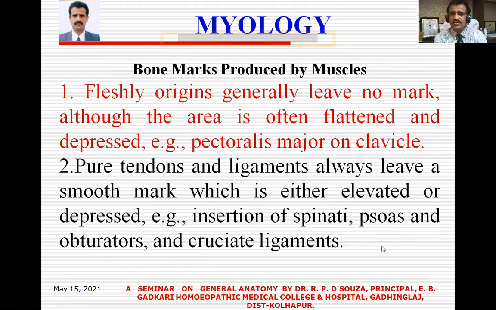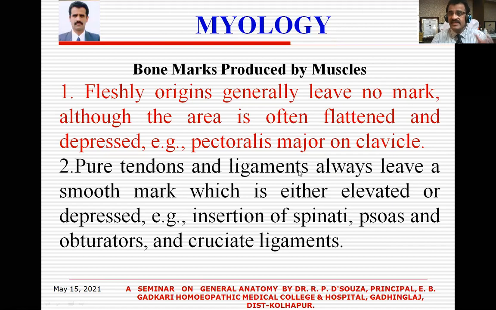Bone marks produced by the muscle are another part of the study of general myology. Wherever the bones get attached, muscles will produce marks on those bones, and those are usually elevations, and sometimes depressions also. Fleshy origins generally leave no marks. If the origin is in flesh, there will be no mark as such, although the area is often flattened and depressed, for example, pectoralis major on a clavicle.